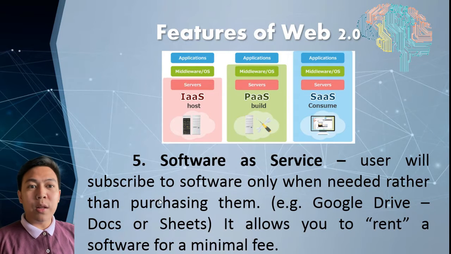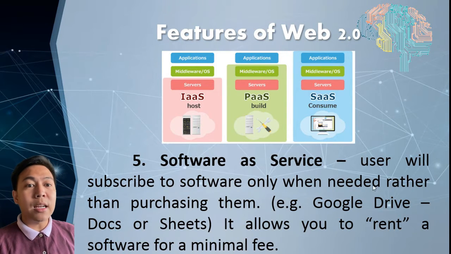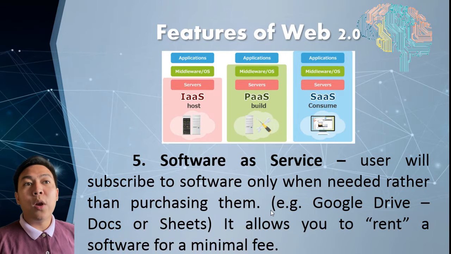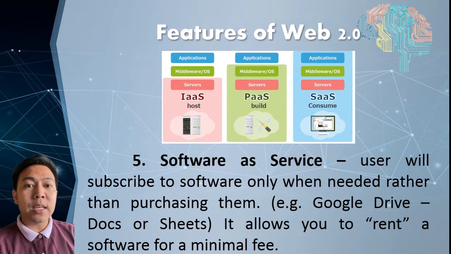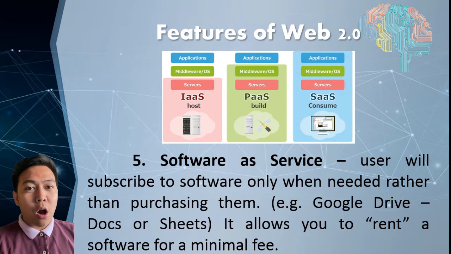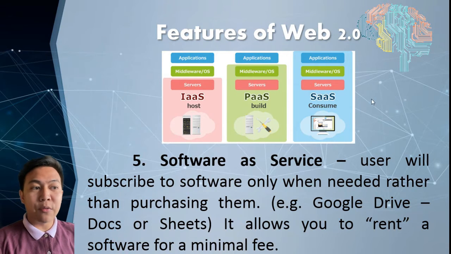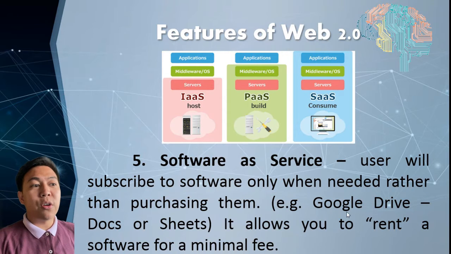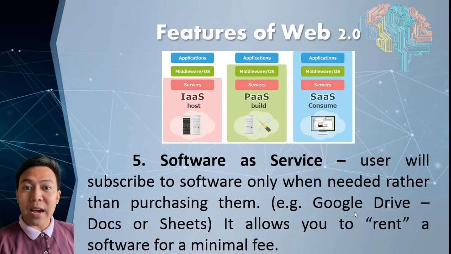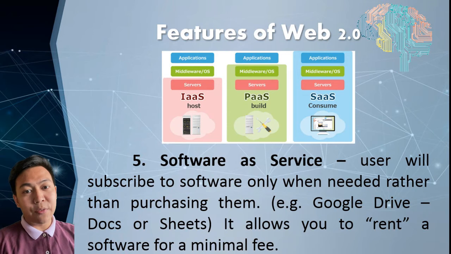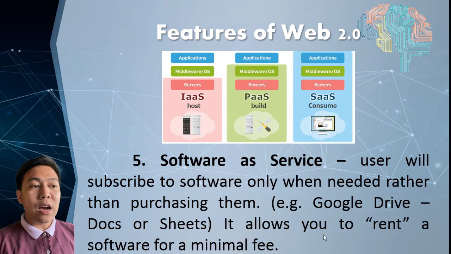So users will be able to subscribe to software only when needed rather than purchasing it. Basically, when we use SaaS, we use the application on a free version. But if you want to get the full version of it, you need to pay for its services. Example, we have Google Drive, Docs or Sheets. On Google Drive, we are given 5 gigabytes of storage. But if you want to improve your storage capacity, you need to buy that particular storage. So this allows you to rent software for a minimal fee.